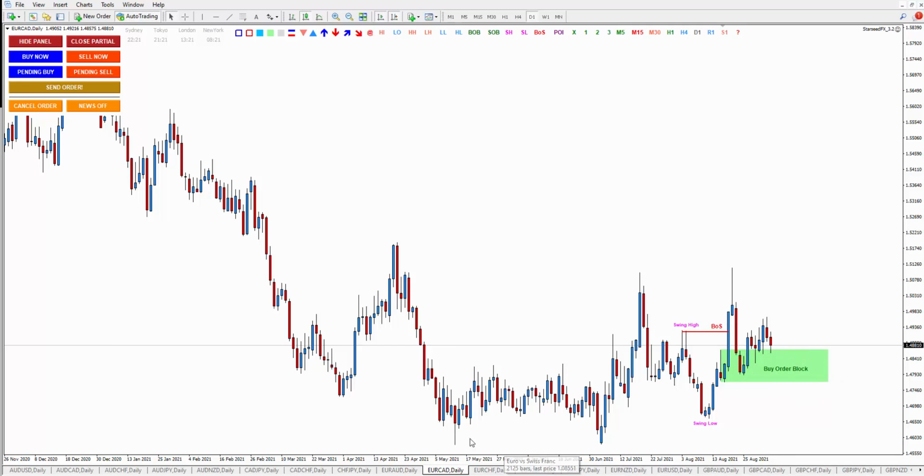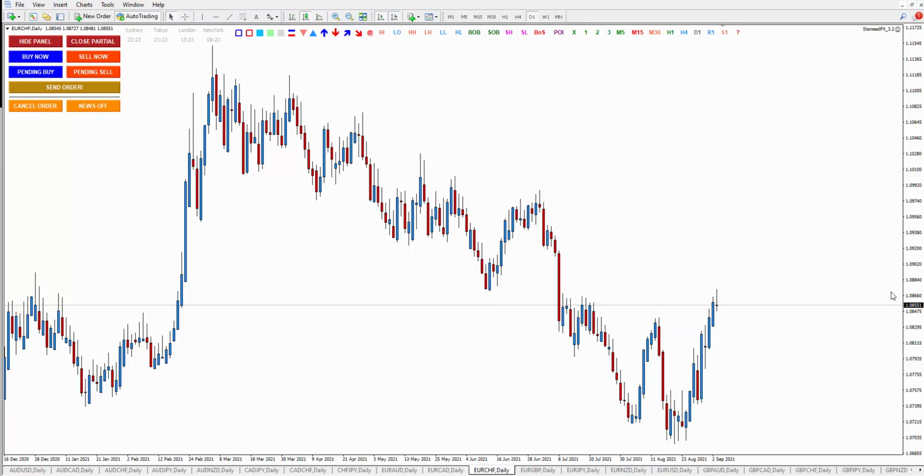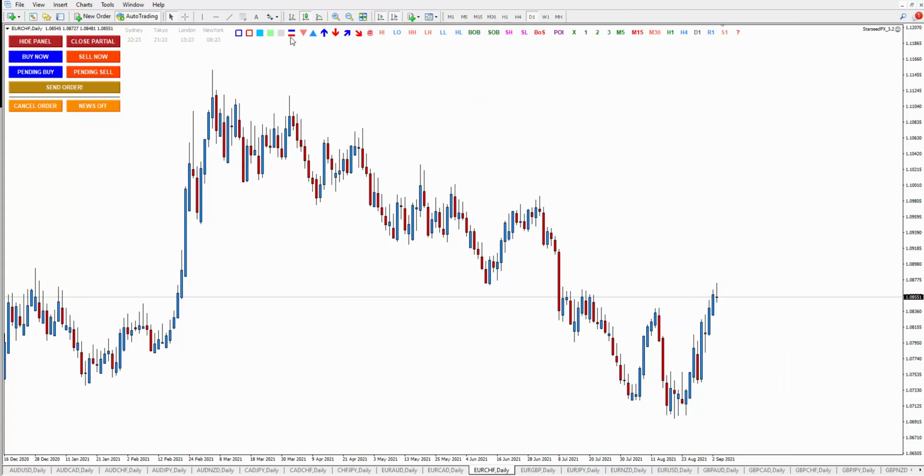All right, now let's continue to Euro Swiss franc. Euro Swiss franc is also the same. Here is the last break of structure over here. And this is our swing high. This is our swing low. And our order block is the last bearish candle before the breakout happened.